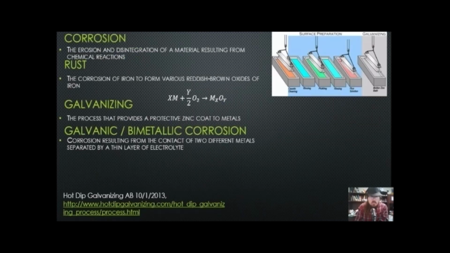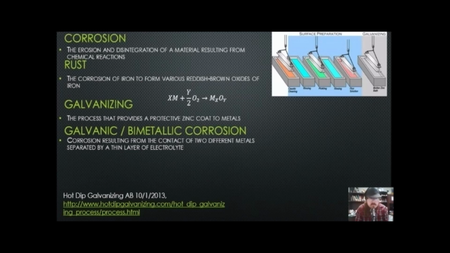Now, there's one last type of redox reaction we need to talk about, and that's kind of the natural type, which is corrosion. Corrosion is the erosion and disintegration of a material resulting from a chemical reaction. Specifically, one of the most common types is rust, which is the corrosion of iron to form various reddish-brown oxides of the iron.